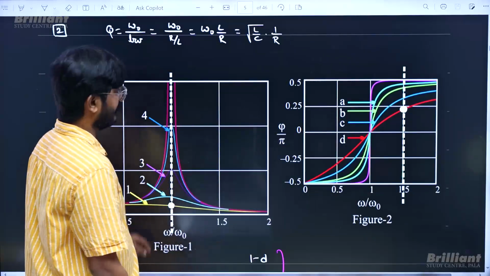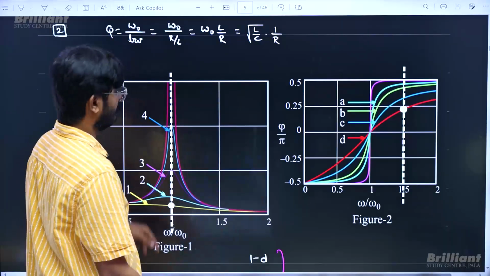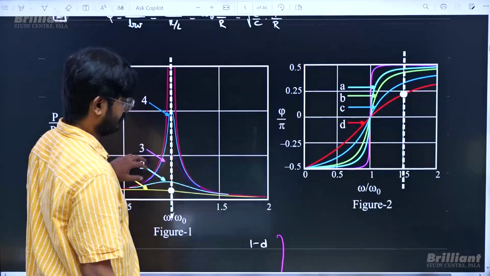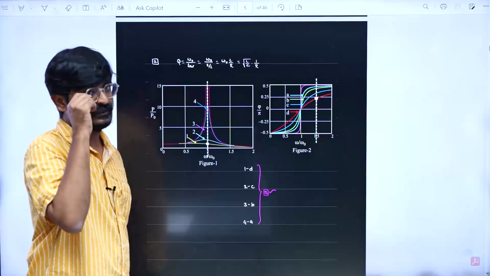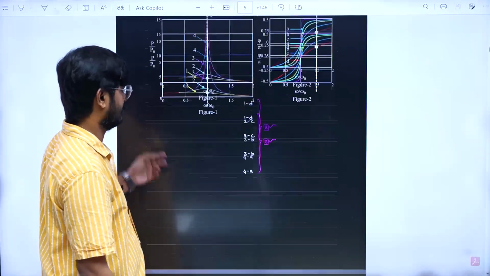So 1 is similar to D, 2 is similar to C, and so on, right? So you can fix L and C and you can figure out by changing R.